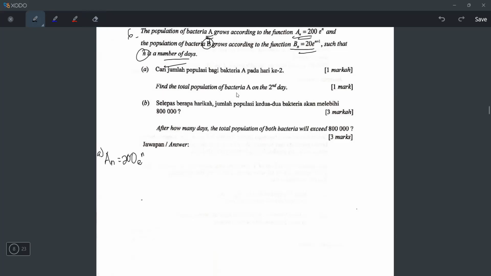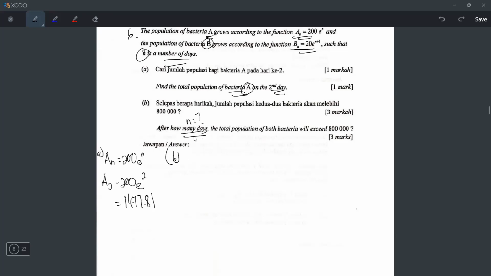Okay, A says what? Find the total population of bacteria A on the second day. So I should substitute the n with 2, right? And they are talking about population of bacteria A only, so definitely substitute into this equation. So what I will do is A2 equals to 200 E power 2, and I will press the calculator. And how to tekan the E? You will use the shift ln button, I believe. Okay, let's tekan 200 first. 200 times with shift ln and then kuasa 2. So 1477.81. So that is the answer for A. Quite easy.